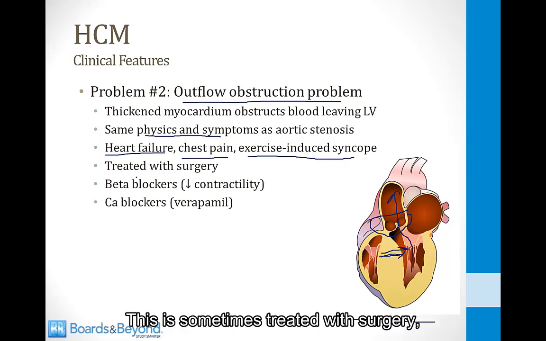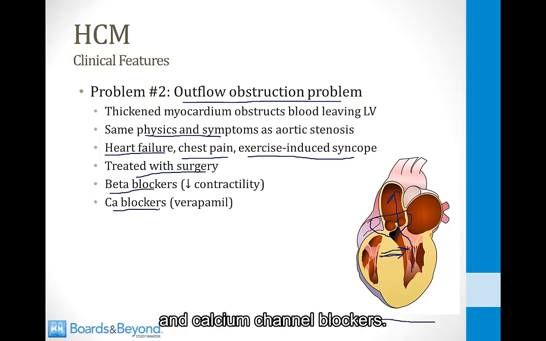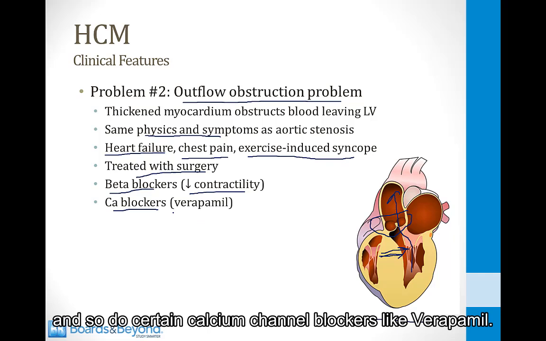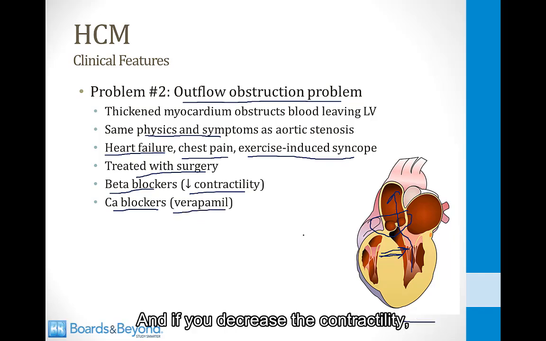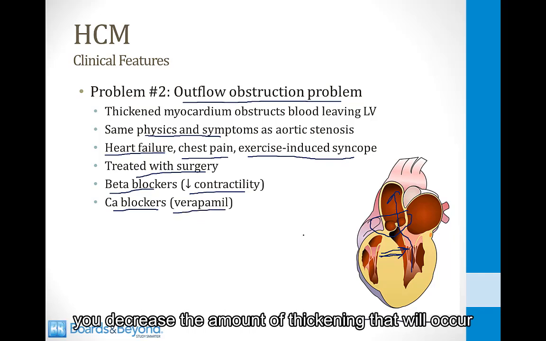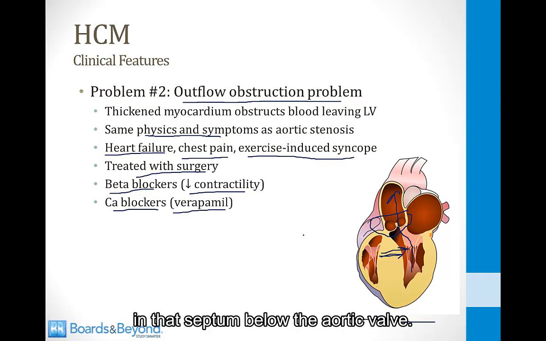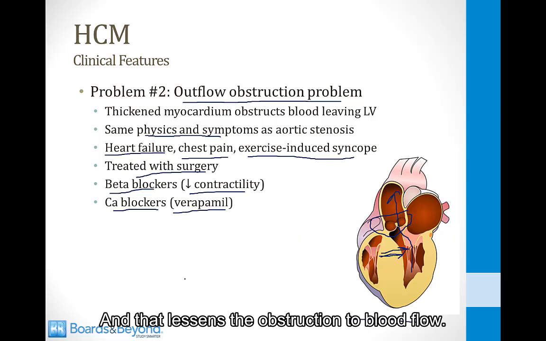This is sometimes treated with surgery. It's called a myomectomy, where some of the septum is removed to relieve the obstruction. It can also be treated with beta blockers and calcium channel blockers. Beta blockers decrease contractility, and so do certain calcium channel blockers like verapamil. If you decrease the contractility, you decrease the amount of thickening that will occur in that septum below the aortic valve, and that lessens the obstruction to blood flow.